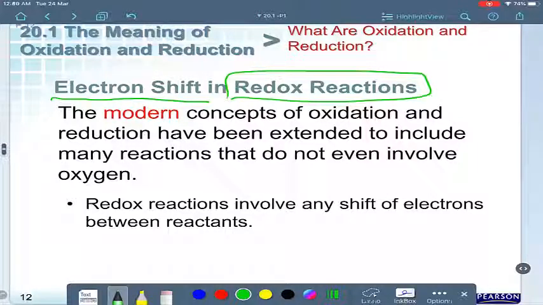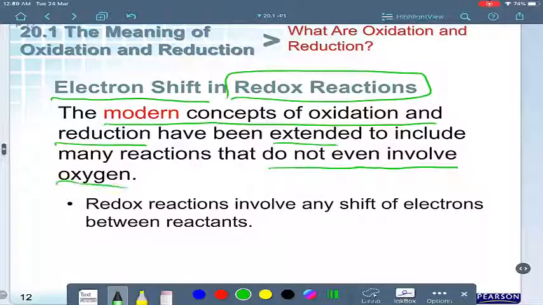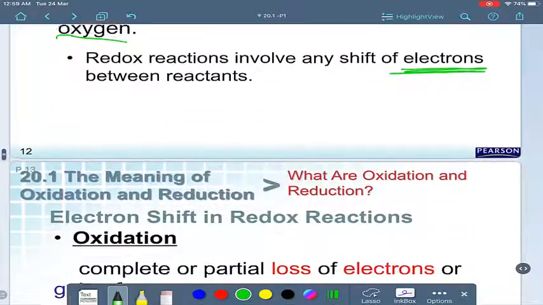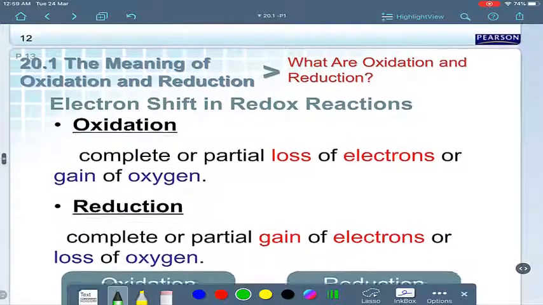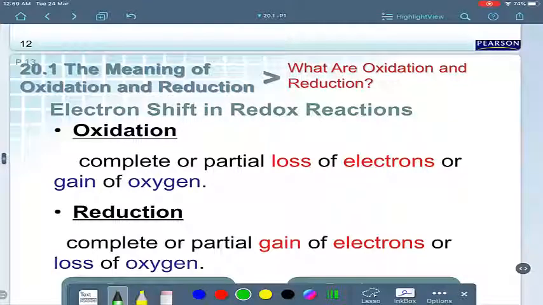The modern concept of oxidation and reduction has been extended to include what? The reactions that don't even involve oxygen. At this moment we explain it by using electron theory between the reactants, transferring electrons. Look at this. What is meant by oxidation here? If complete or partial loss of electrons, it means oxidation, or as we said, gain of oxygen.